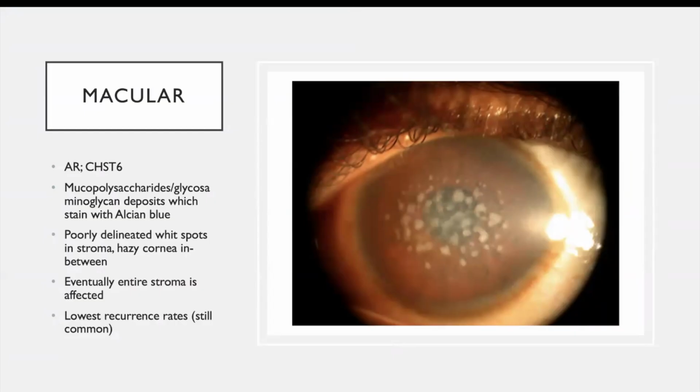Eventually, with macular dystrophy, the entire stromal thickness is affected, which is why sometimes actually with grafts, you may need to do a PK rather than a deep anterior lamellar keratoplasty. While recurrence rates are, again, common, it's the least common of the stromal dystrophies in terms of its recurrence post grafting.